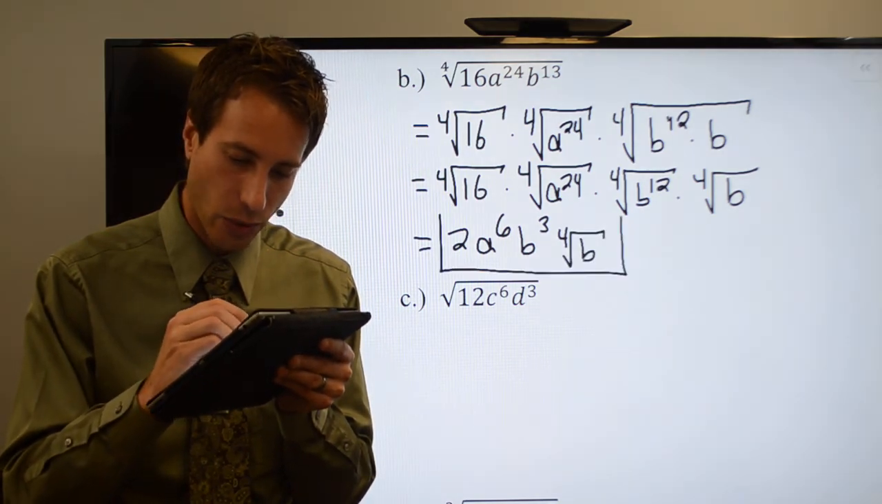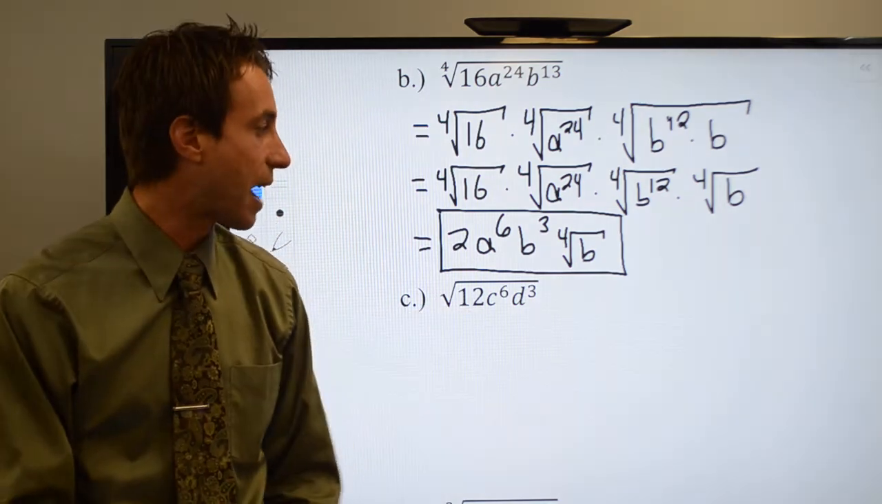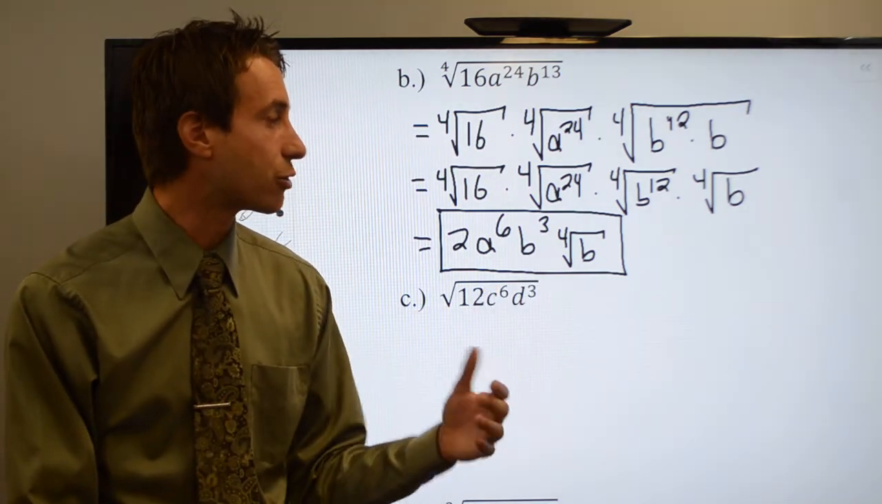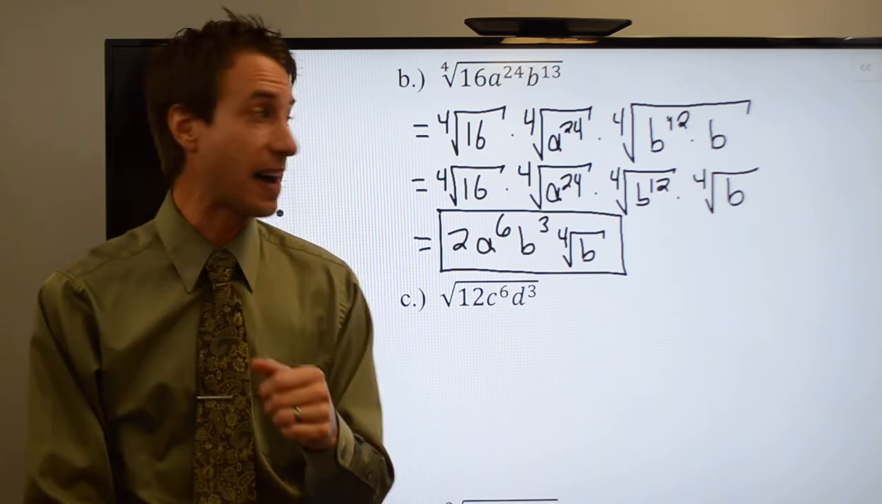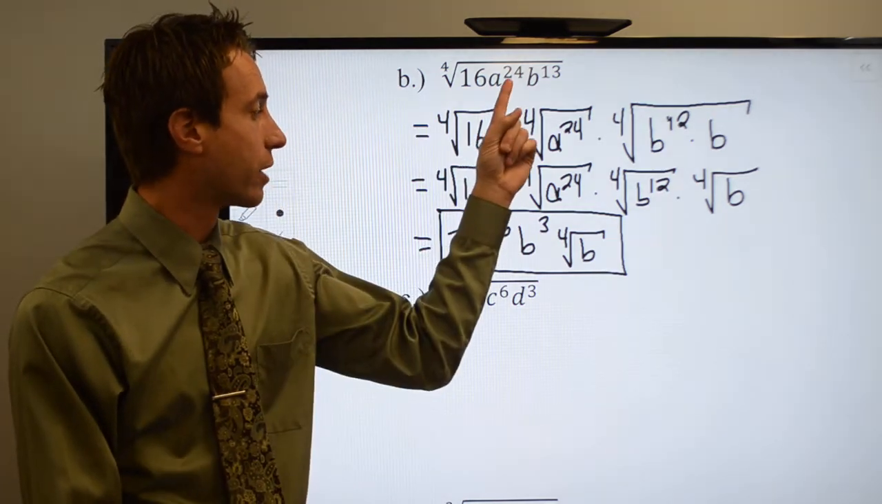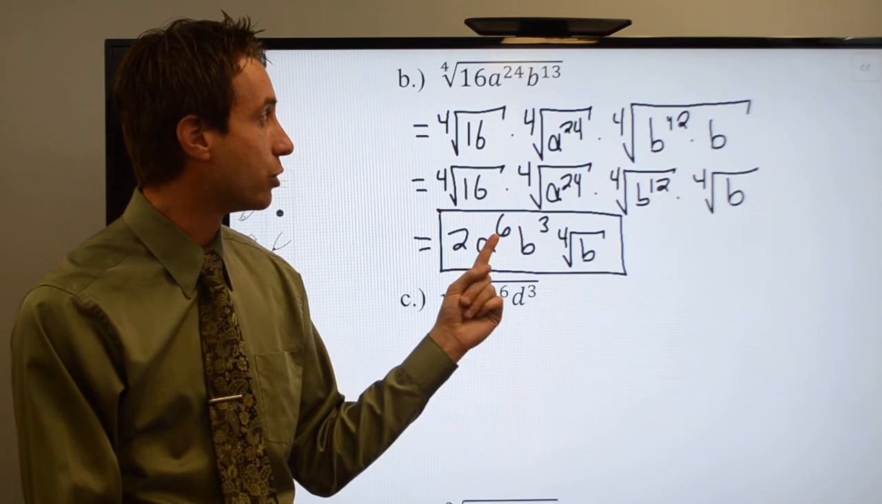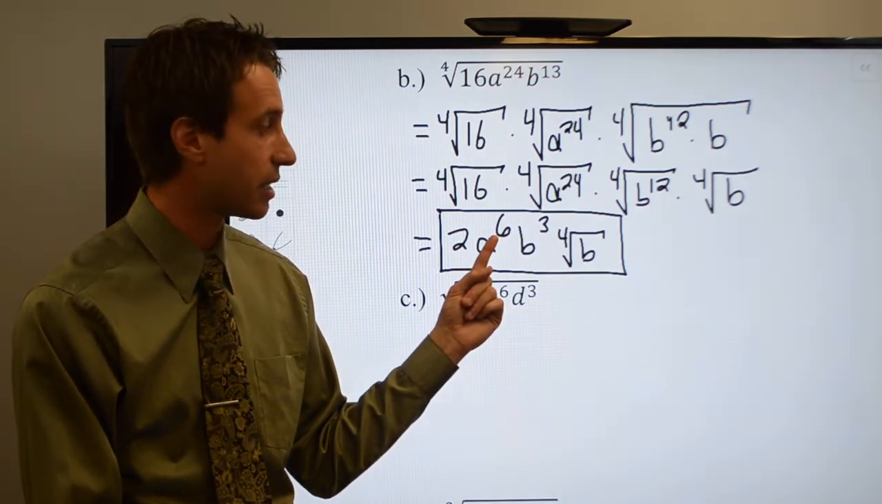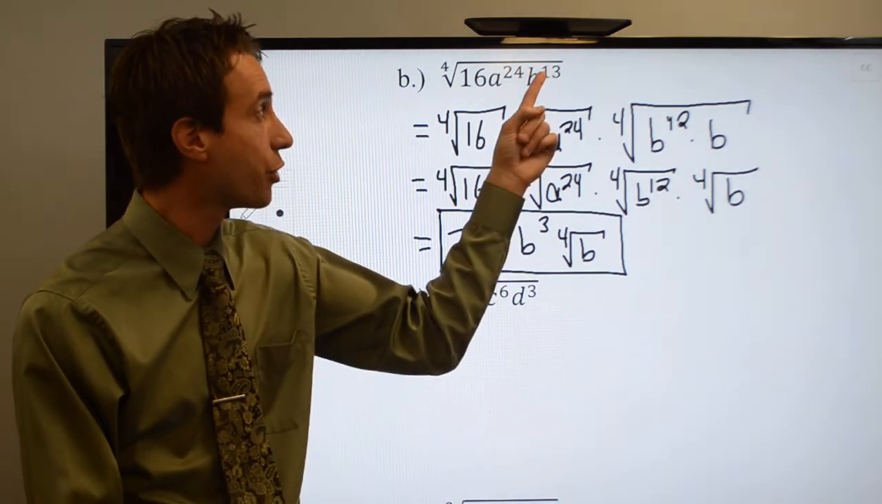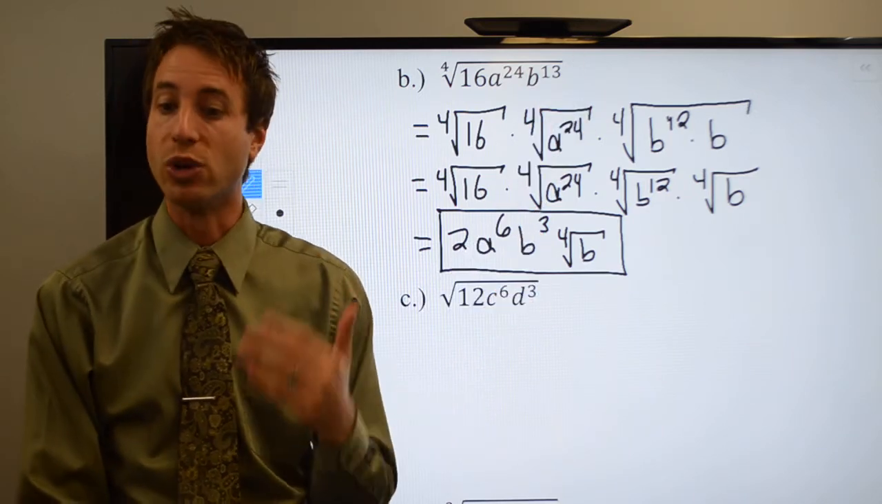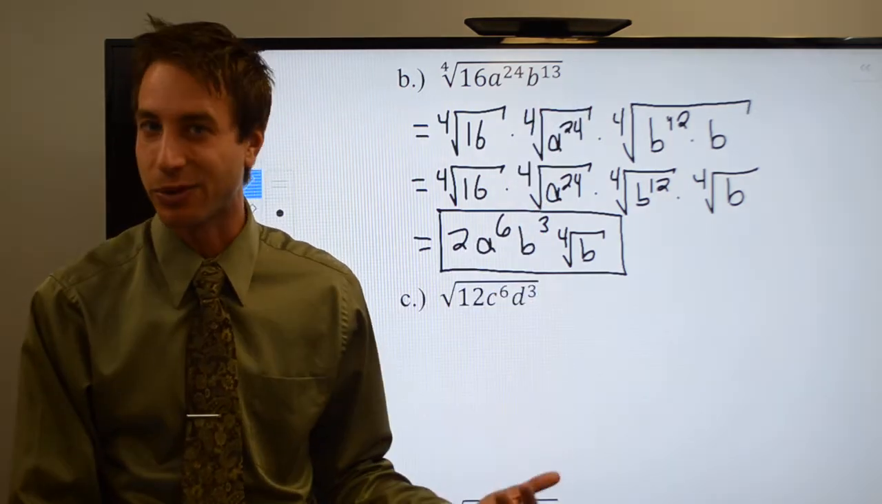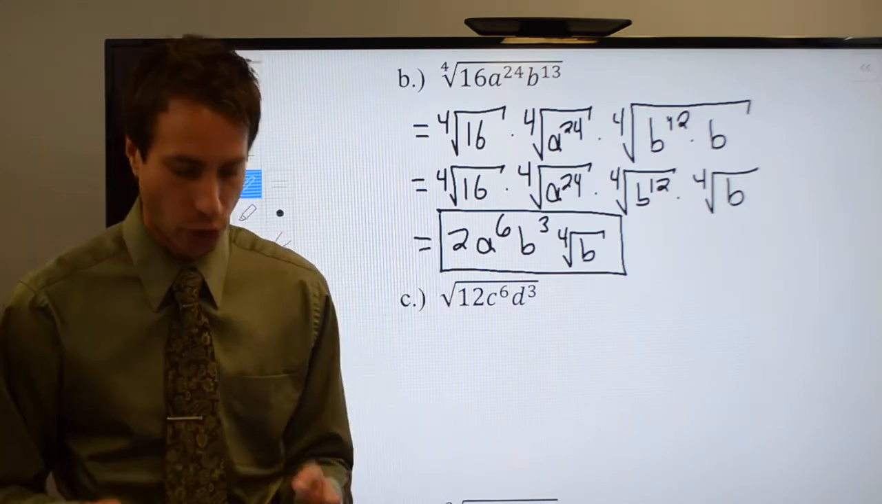And that is going to be your simplified form. There's nothing else you could do except check to see if you need absolute value signs. Well, here we go. 24 was an even power. It reduced to a 6, which is an even power. 13 was an odd power, reduced to a 3, which is an odd power. So I don't need any absolute value signs. Let's go ahead and try another one.